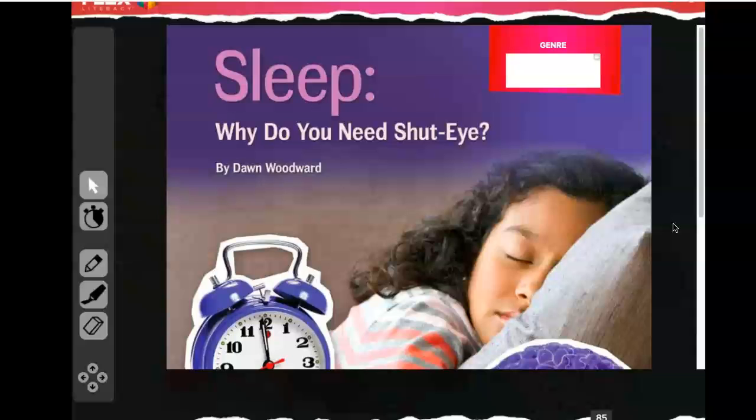Let's start with circling our title. We know that when we circle our title, we circle the entire thing from Sleep, and then the subtitle, Why Do You Need Shut-Eye, is just as important, especially because we're going to have more than one text that starts with the word Sleep for the title.